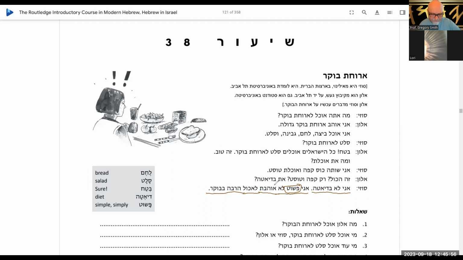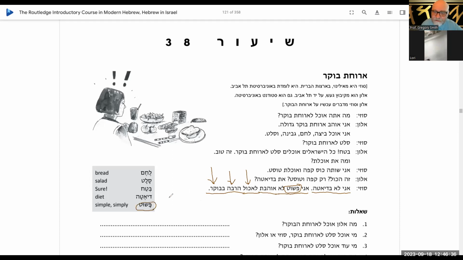We've got arochat. Ani pashot lo arochat le'elko. Now this le'elko is to eat. Harbe is lots, and baboker in the morning. So I just don't eat a lot in the morning. That's what that's saying. אני פשוט לא ארוחת לאכול הרבה בבוקר. You know what that is? I drink, and let's see, pashot. I want to see what that pashot is by itself. I might have to look it up. Pashot. Oh, simple. It means simple. פשוט. Okay, so there it is right there.